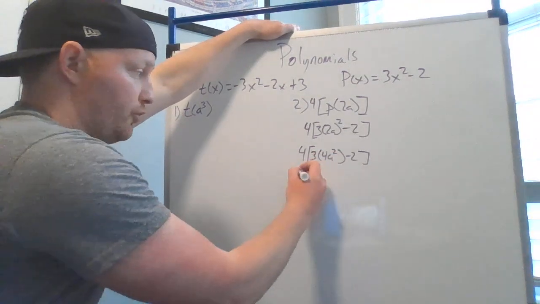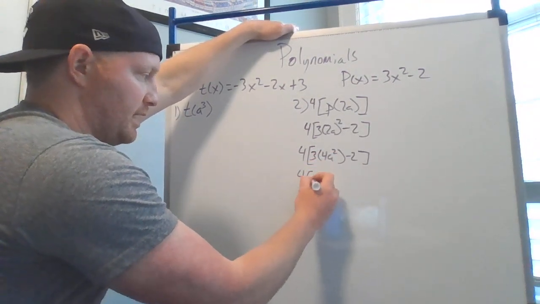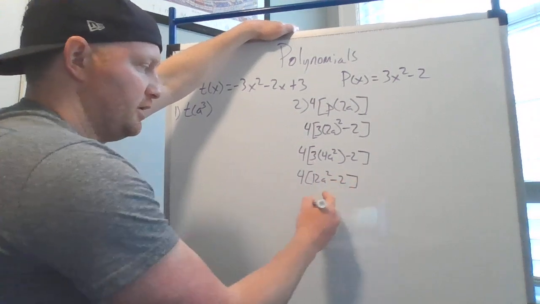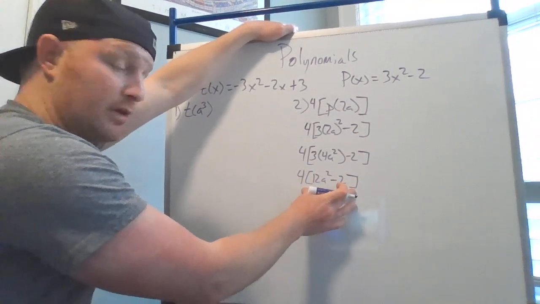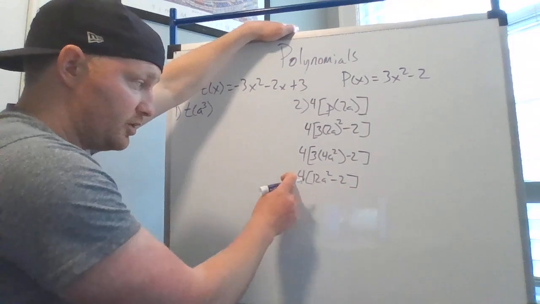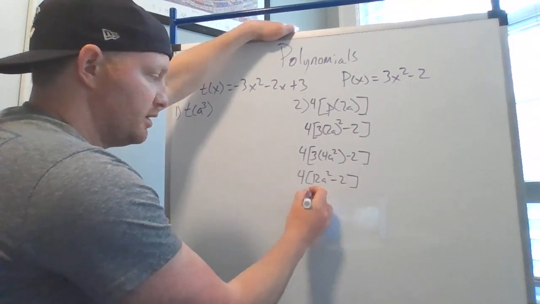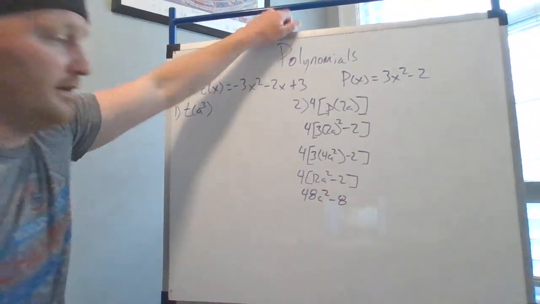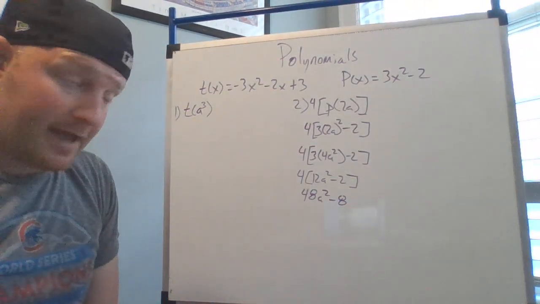Now, again, just go through the motions. 4 times 12a squared minus 2, and now these brackets act as parentheses, okay? So I just distribute this 4 to both these terms in here. So your final answer is 48a squared minus 8. And again, it's as basic as that.